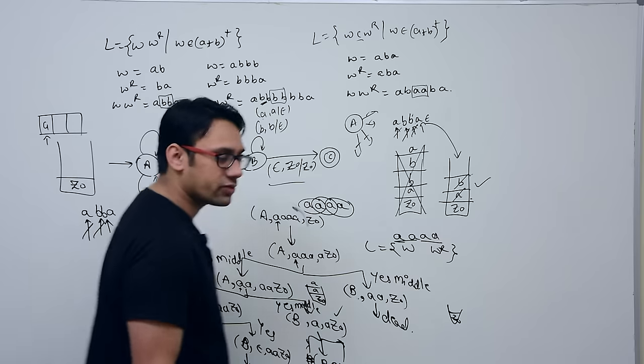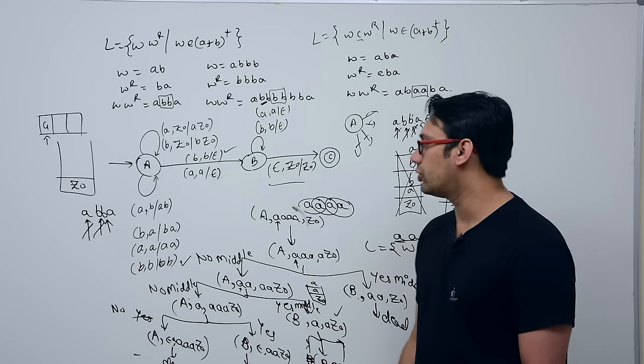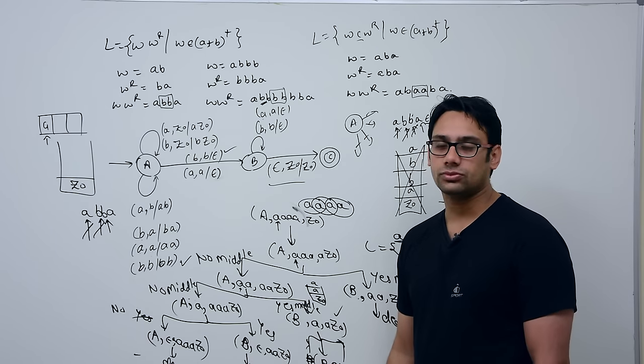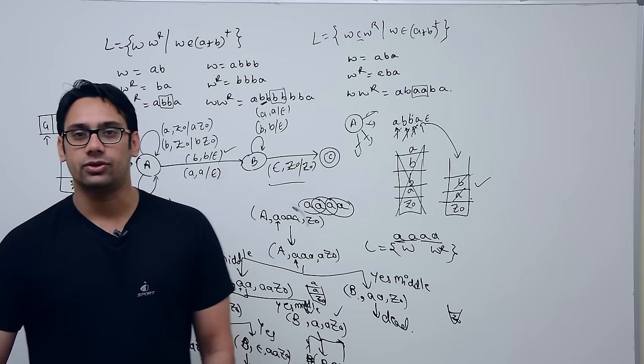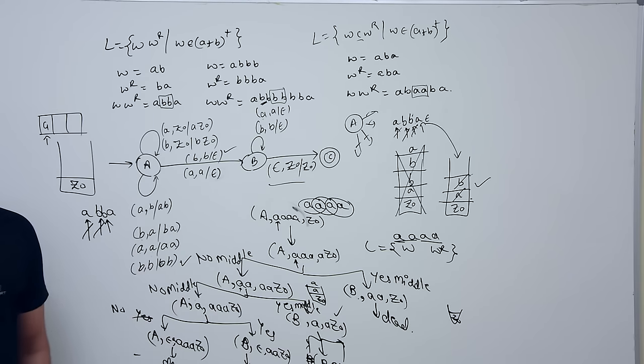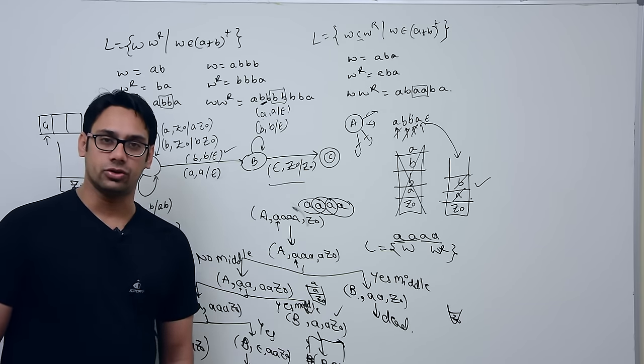There are so many examples of non-determinism where you take multiple moves from the same symbol. Okay, so the language, we'll discuss that, no worries. Anyways, I hope this example is clear too. Let me take one more example of a non-deterministic pushdown automata.